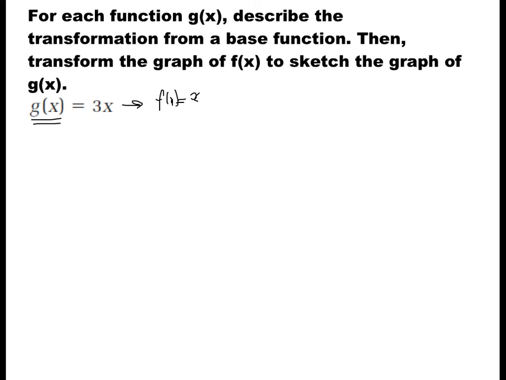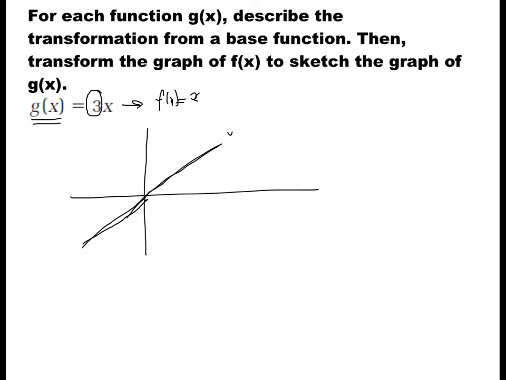Now, compared to the base function, we can see that since a is 3 and it's greater than 1, this is a stretch by a factor of 3 along the y-axis. So the graph looks like this: y is equal to x, which is f of x, and y equal to 3x is going to be something like this line. So this is g of x.